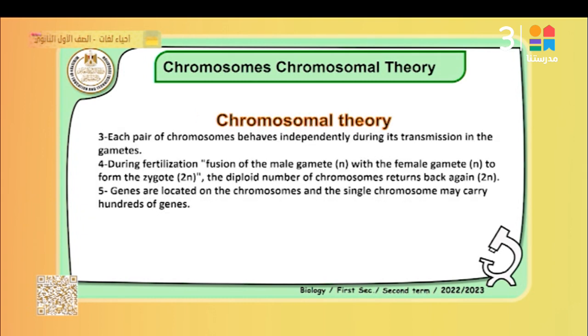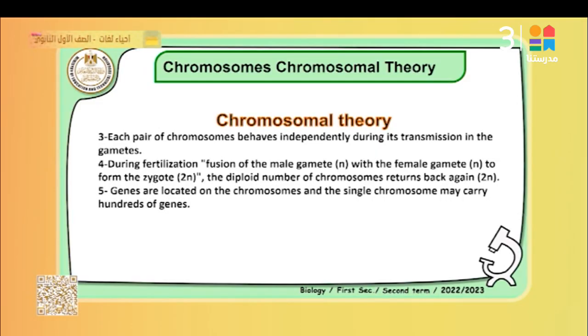Okay. Each pair of chromosomes behaves independently, that means freely, during its transmission into the gametes. During fertilization, fusion of the male gamete with the female gamete forms the zygote, and the diploid number of chromosomes returns again to 2N. The genes are located on the chromosome, and a single chromosome may carry hundreds of genes. That's right.